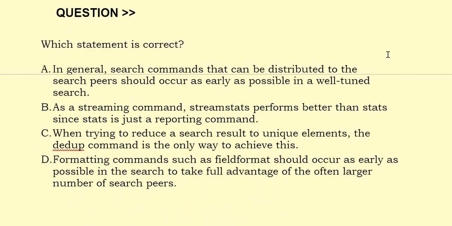Our next question is, which statement is correct? Option A, in general, search commands that can be distributed to the search peers should occur as early as possible in a well-tuned search. Option B, as a streaming command, streamstats performs better than stats since stats is just a reporting command. Option C, when trying to reduce search results to unique elements, the dedup command is the only way to achieve this. Option D, formatting commands such as fieldformat should occur as early as possible in the search to take full advantage of the often larger number of search peers. The correct answer is option D.